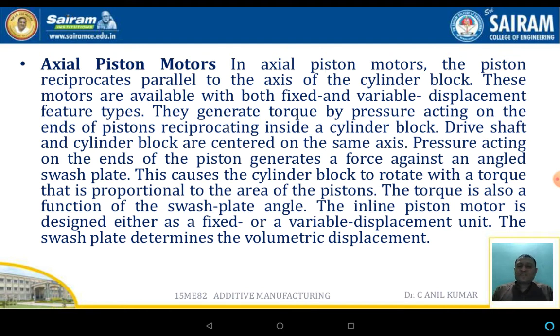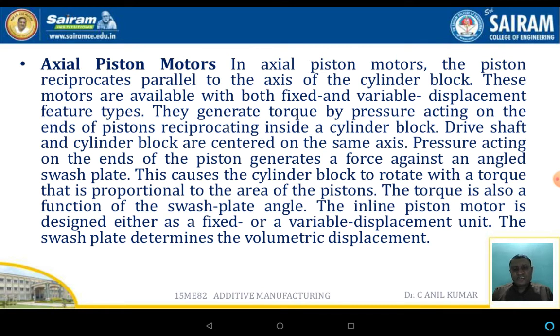In axial piston motors, the pistons reciprocate parallel to the axis of the cylindrical block. These motors are available with both fixed and variable displacement. They generate torque by pressure acting on the ends of the pistons reciprocating inside the cylindrical block. The driving shaft and the cylindrical block are centered on the same axis. The pressure acting on the end of the piston generates a force against the angled swash plate. This swash plate can be tilted at different angles.